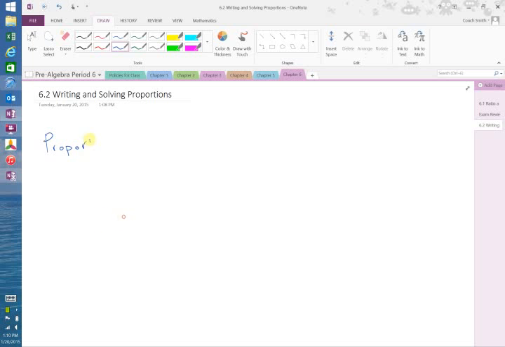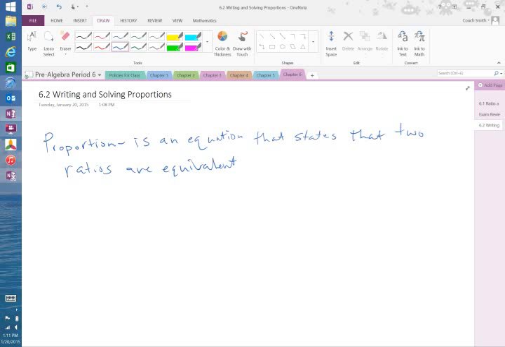Proportion. A proportion is an equation that states that two ratios are equivalent.